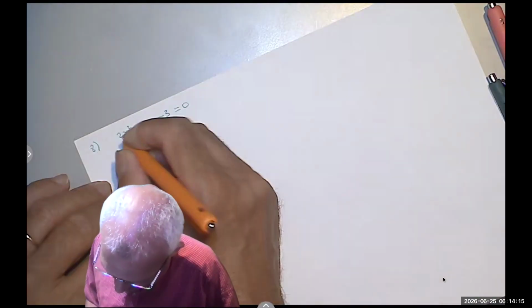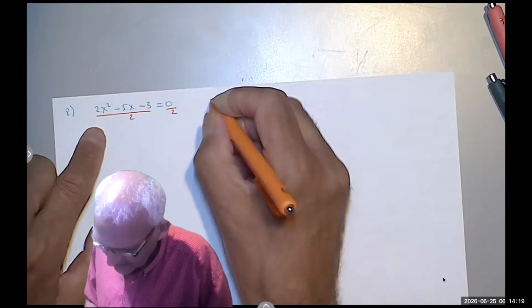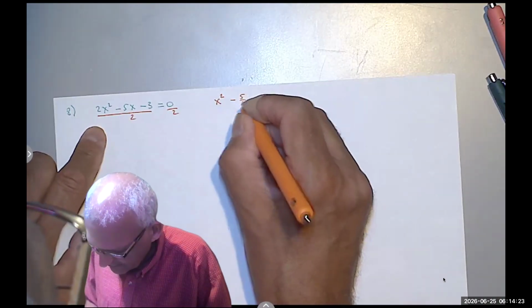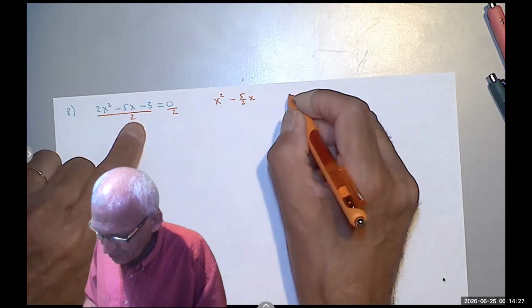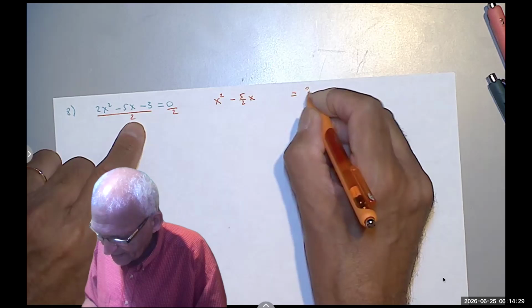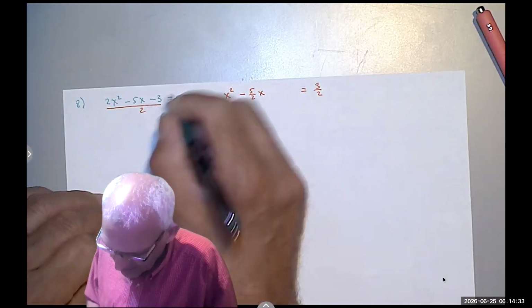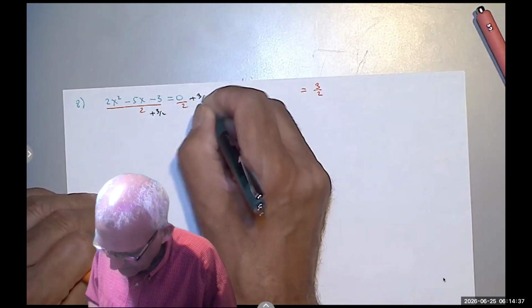So I'm going to divide this by 2 and by 2. If I divide the 0 by 2, it stays the same, but the left-hand side becomes x squared minus 5 half x minus 3 halves, which I'm going to move to the right-hand side as positive 3 halves, meaning I'm going to add 3 halves to both sides.